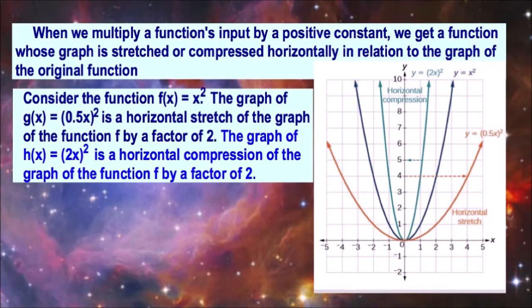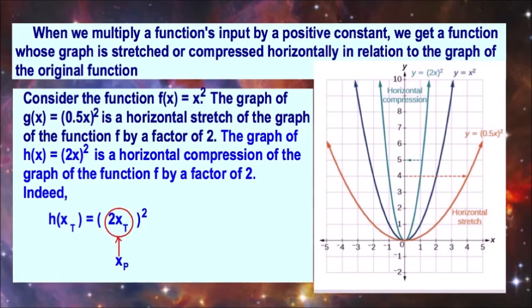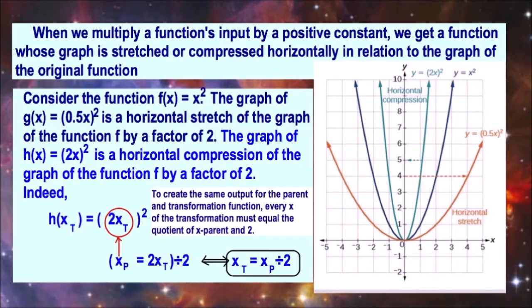The graph of h of x equals the quantity 2x squared is a horizontal compression of the graph of the function f by a factor of 2. Indeed, h of x transformation equals the quantity 2x transformation, everything squared. X parent is equal to 2x transformation. Divide both sides of the equation by 2. Equivalent to x transformation equals x parent divided by 2. To create the same output for the parent and transformation function, every x of the transformation must be equal to the quotient of x parent and 2.